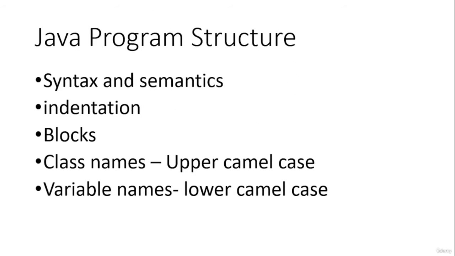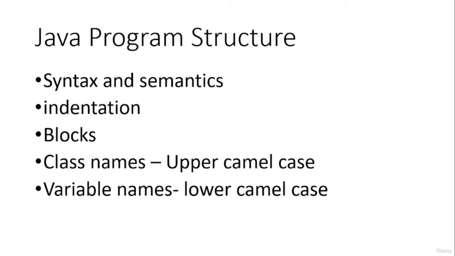So, let's start. The first thing we need to understand about any programming language is its semantics and its syntax. Syntax means how we will write our code, and semantics means its meaning. So, the meaning of what we are writing is the semantics, and the syntax means how we will write our code. Java is a C style language in which the coding is similar to C, but there are many differences in the way we will write our programs.